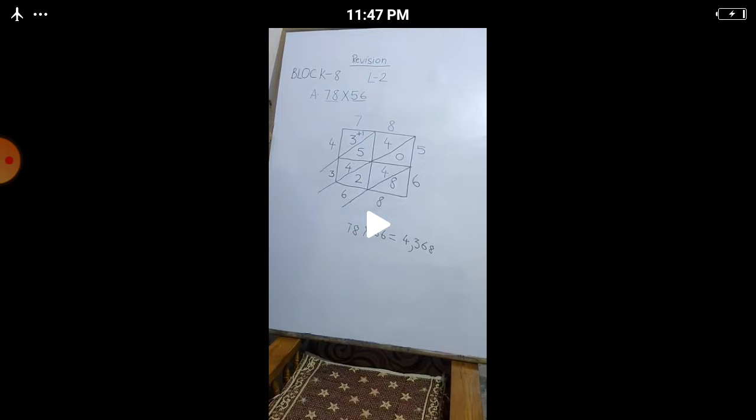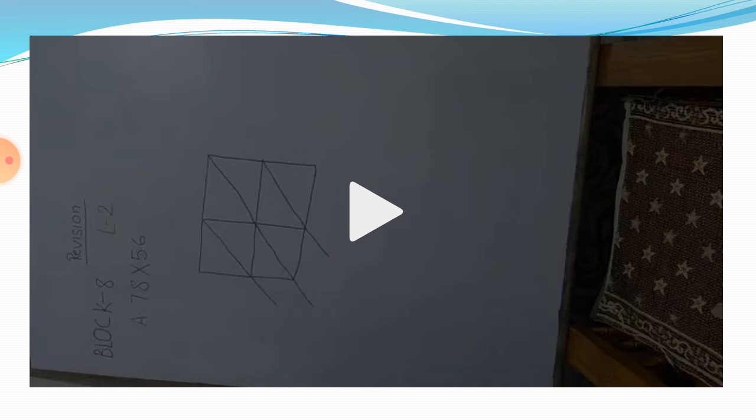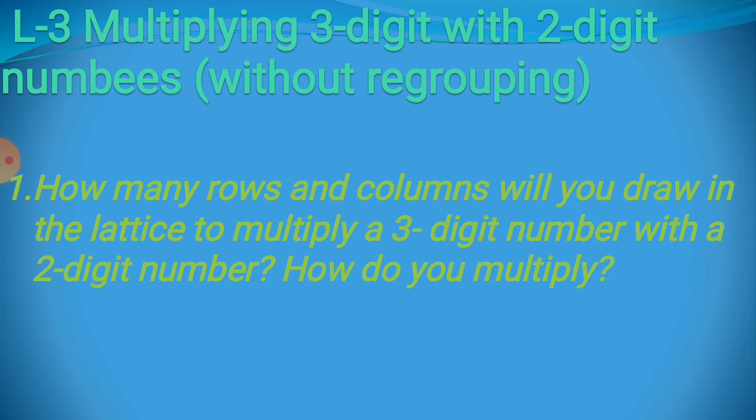Now children, you can see questions on the screen. So the questions are related to lesson 3, multiplying 3-digit with 2-digit numbers without regrouping. My first question is, how many rows and columns will you draw in the lattice to multiply a 3-digit number with a 2-digit number? And second question, how do you multiply? So watch this video.